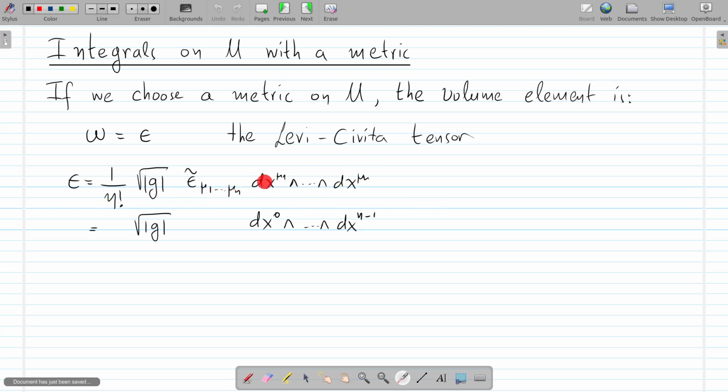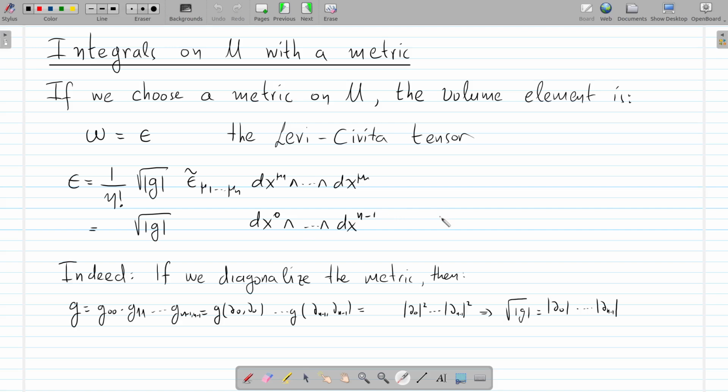Notice here that all the terms here are equal up to a sign, and if you multiply this with the Levi-Civita symbol, you obtain dx0 through dx n minus 1. So there's only one term actually in this sum, and all those terms are equal. That's why this 1 over n factorial comes here to take care of that. Now we choose the Levi-Civita tensor to be our volume element, and this is a natural choice. And we can see that by diagonalizing the metric.